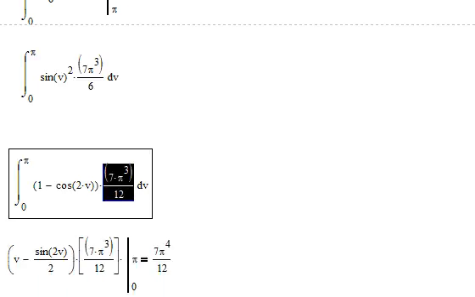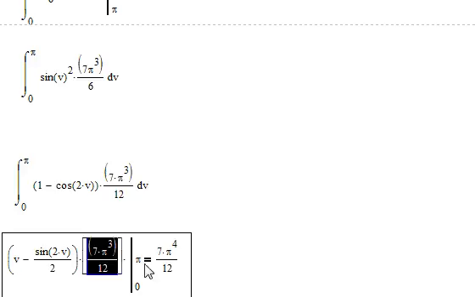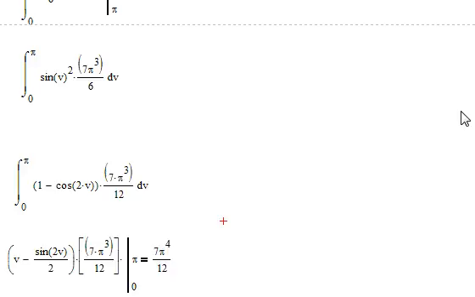So integrating 1, we get v, and integrating cosine of 2v, we get sine 2v over 2, times this constant, of course, and the limits of integration are 0 to pi. So when I put in pi here, I think you see that I get 0, sine of 2 pi is 0, and when I put in 0, this is also 0. So therefore, the only thing that's going to come out of this is the pi from putting in for this v, times this 7 pi cubed over 12, so we wind up with an answer of 7 pi to the 4th over 12.